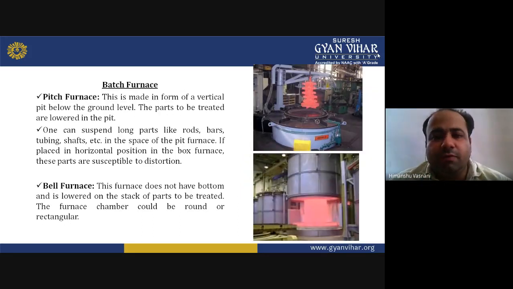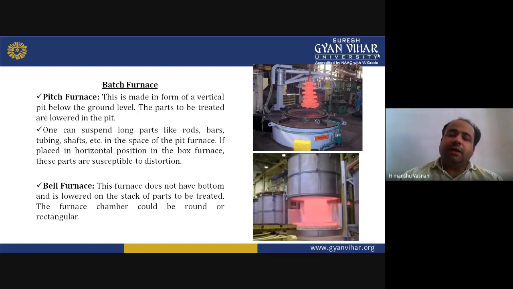Now, pit furnace. This is a form of furnace in the form of a vertical pit below the ground level. You can see in the diagram how the furnace is below the ground level. So you can also call it a pit furnace because it is a pit. The parts that you want to go for the heat treatment process are lowered inside the pit, and then the heat treatment process is carried out.